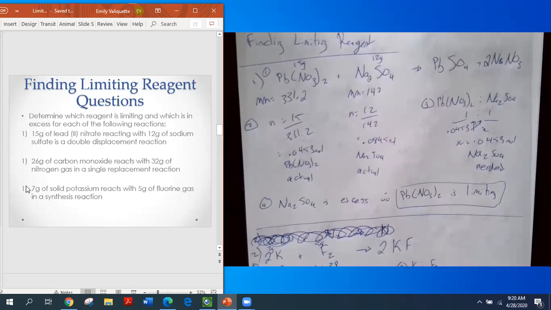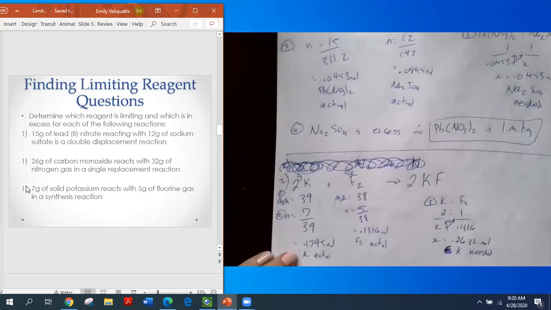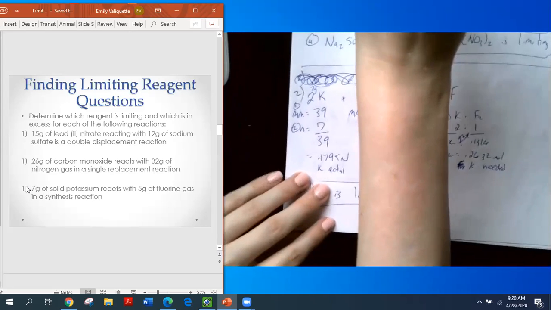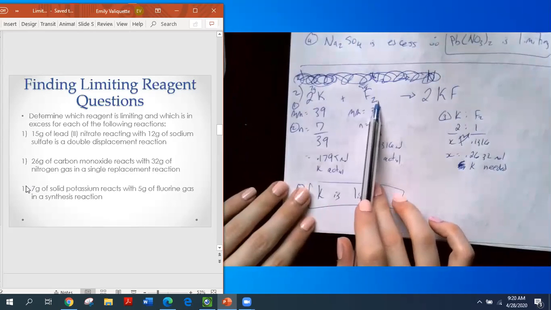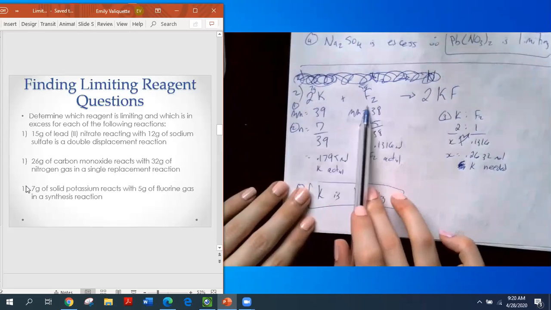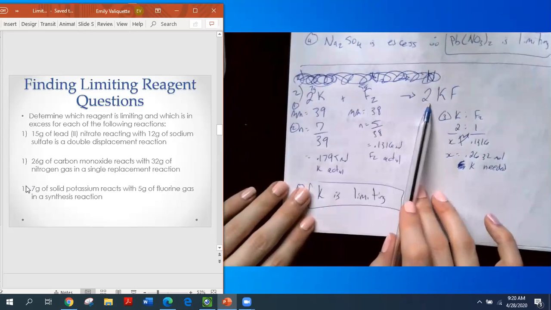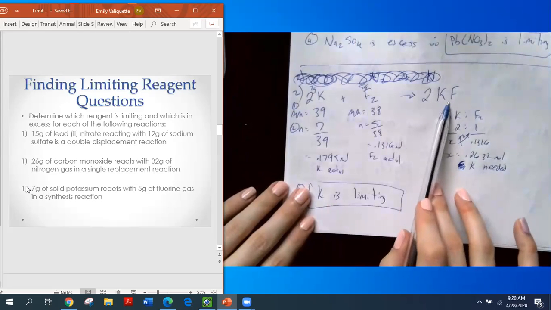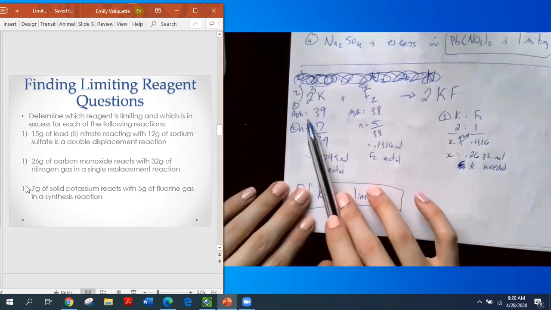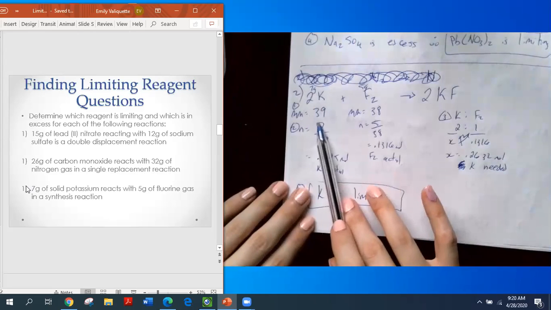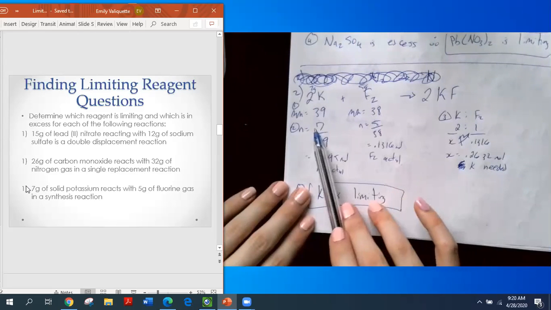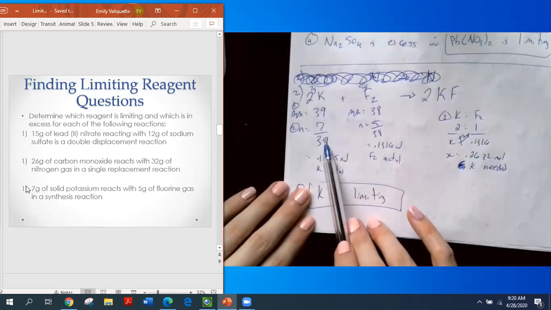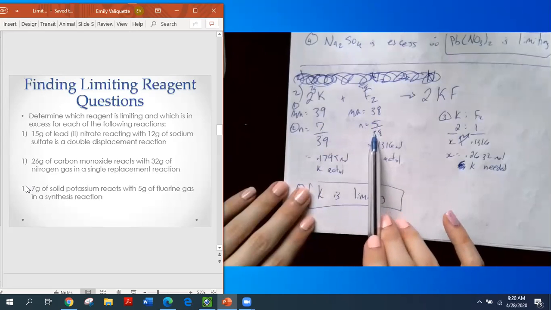The third question is a reaction between solid potassium and some fluorine gas. Don't forget, fluorine is diatomic. And then this would create potassium fluoride. We find our molar mass of potassium, which is 39, and the fluorine gas is 38. Then we do moles equals mass over molar mass for both of our reactants.